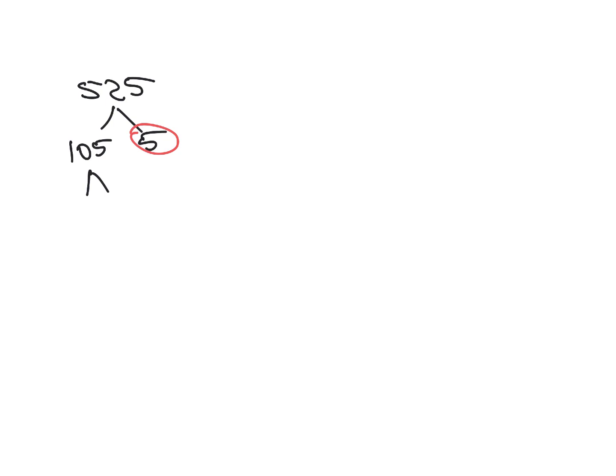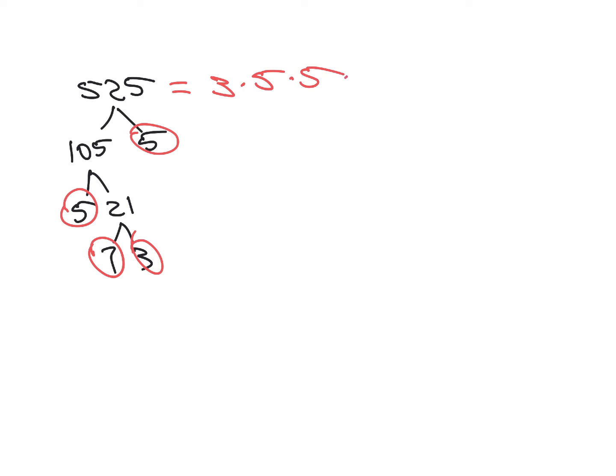105. Let's see, what goes into that? Well, it ends in 5, so I know a 5 goes into it. And I also know a 21 goes into it. Are any of those prime? Yep, the 5 is prime. The 21 is not because it can be broken down into 7 and 3. Are those 2 prime? Yes, they are. So the prime factors of 525 are 3 times 5. And there's another 5 I have. I have 2 5s and a 7. Which means if I multiply those 4 numbers together, I'm going to get my 525 back.